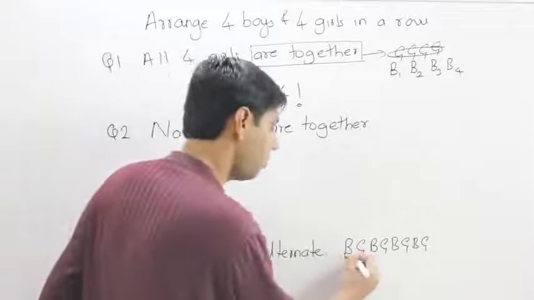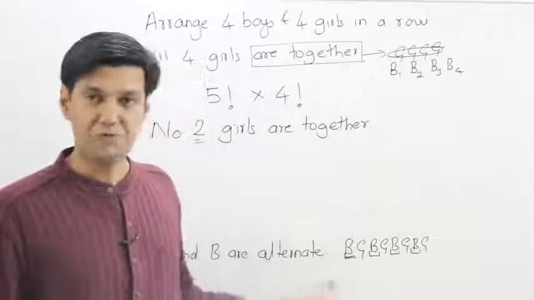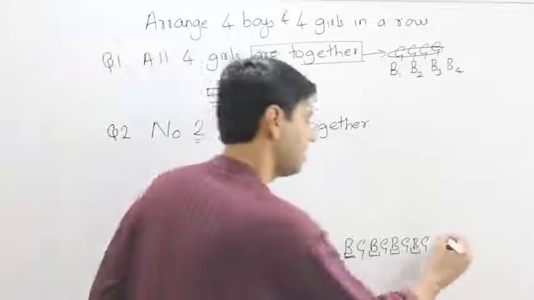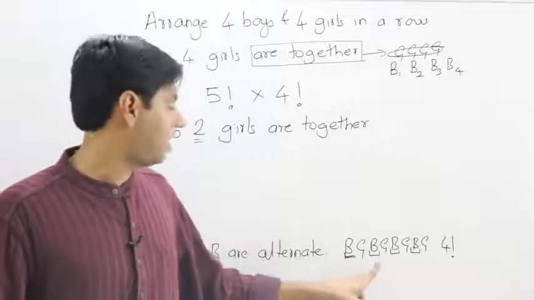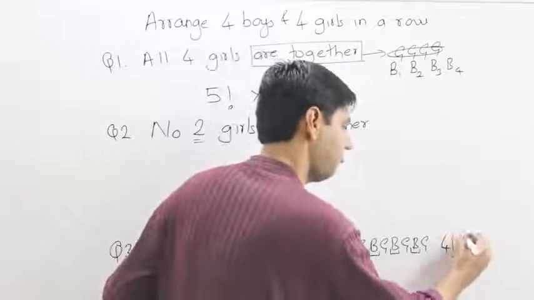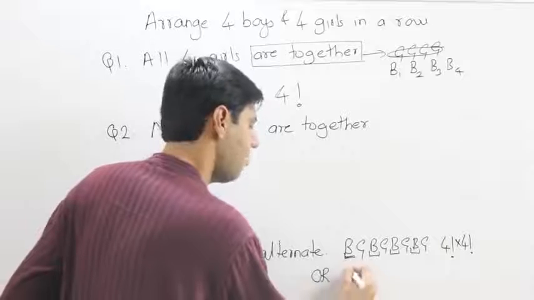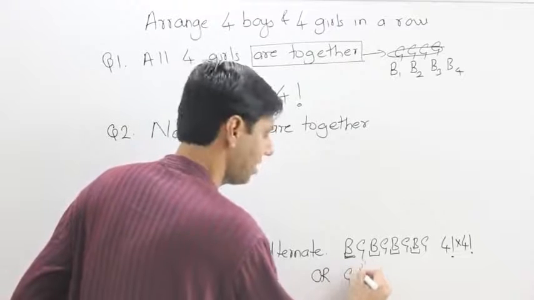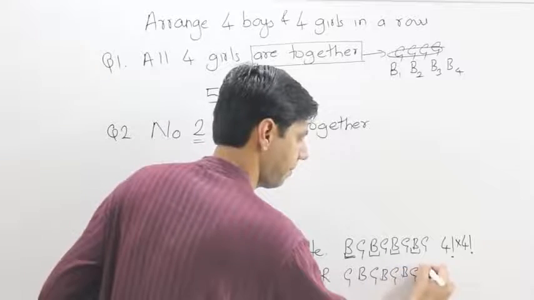So the boys should only be seated in these 4 positions. And so 4 positions, 4 boys, so they could be seated in 4 factorial ways. The girls, there are 4 specific positions for the girls, 4 girls, so they could be seated in 4 factorial ways. And there could be another situation here, which is going to be starting with a girl, girl, boy, girl, boy, girl, boy, girl, boy.